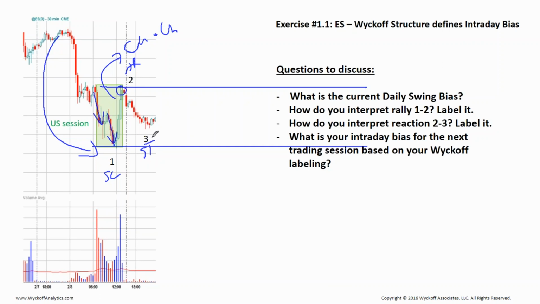What is our intraday bias for the next day based on the Wyckoff labeling that we've done? What could the price do here at this point? So if it reverses this downswing, which I don't think it's done yet. Okay, so let's say that the price goes down. What happens next? We'd expect it to test that support and then go up to resistance. Okay, so some kind of reversal here.